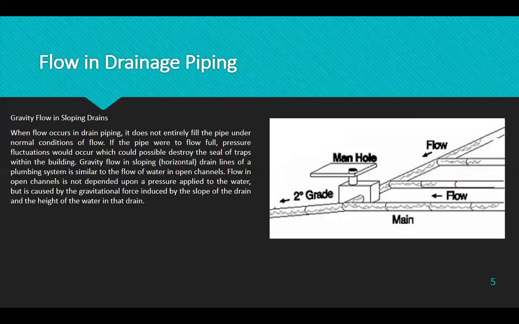When flow occurs in drain piping, it does not entirely fill the pipe under normal conditions of flow. If the pipe were too full, pressure fluctuation would occur, which could possibly destroy the seal of trap within the building. So kaya dapat di siya puno. Gravity flow and sloping horizontal drain lines of a plumbing system is similar to the flow of water in open channel. Okay? Mayroong inclusion na horizontal kasi mayroong naka-slope siya pero considered as horizontal. Pag more than 45 degrees is that is vertical.